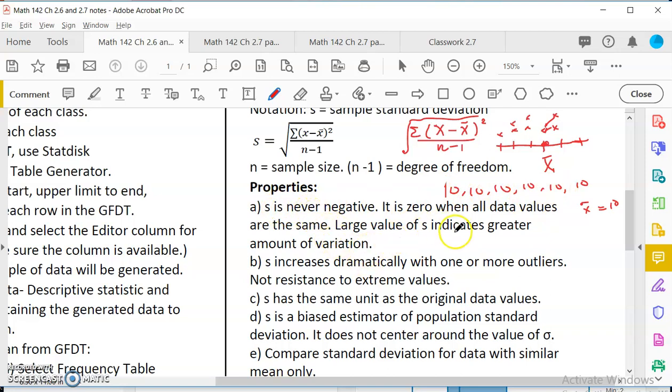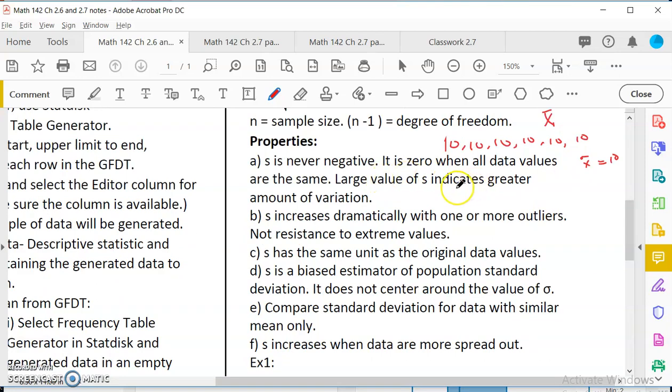So what is the unit? The unit is the same as the original data. If the data is in dollars, the standard deviation is also in dollars. And also if your data is really spread out, then you have a large value of S. A small value close to 0 means the data do not vary.